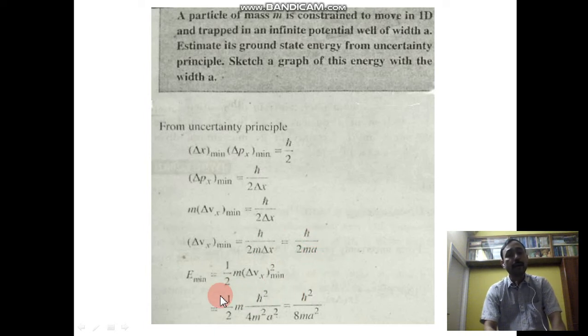Now the minimum energy E is equal to half m delta Vx square minimum. So delta Vx square is h cut square by 2 square, which means 4 m square a square. So m into h cut square by 4 m square a square, times 1 by 2. So this is h cut square by 8 m a square. So this is the minimum energy.